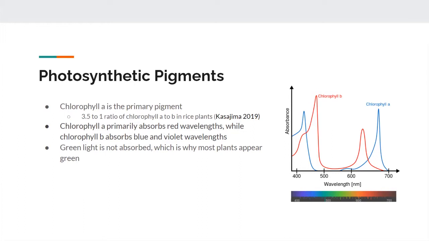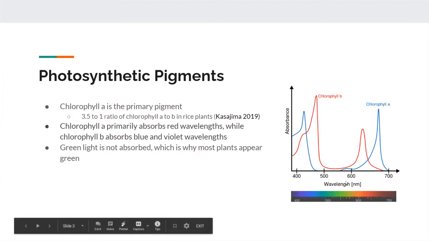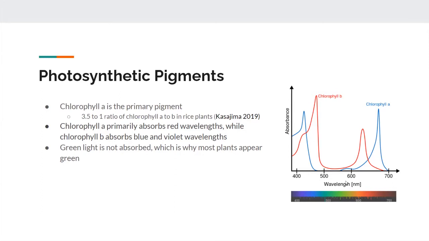I couldn't find the exact ratio of chlorophyll A to B in sunflowers, but I did find that in rice plants, there's a 3.5 to 1 ratio of chlorophyll A to B. And as we can see over here in the green section, green light is not really absorbed by either, which is why most plants actually appear green.